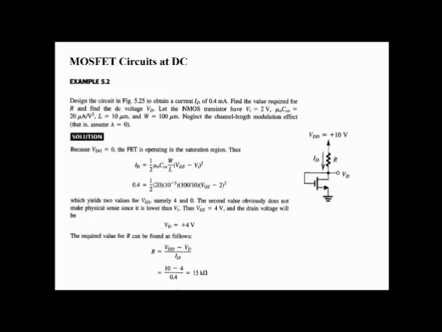Similarly, there are some more examples. You can go through these examples. These are some simple examples of how to design the circuit. So the basic thing is, first of all you need to decide in which region it is acting and what the constants given are.